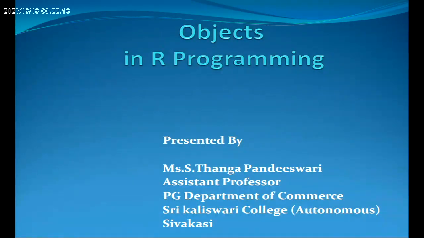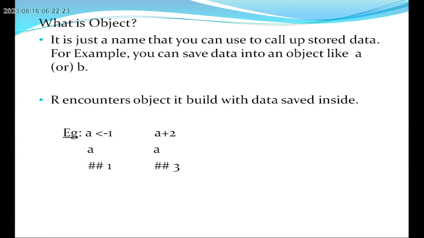Good morning to all. Today we are going to discuss the topic: objects in R programming. What is an object? It is just a name that you can use to call up stored data. For example, you can save data into an object like A. A is an object name. When R encounters an object, it returns the data saved inside.